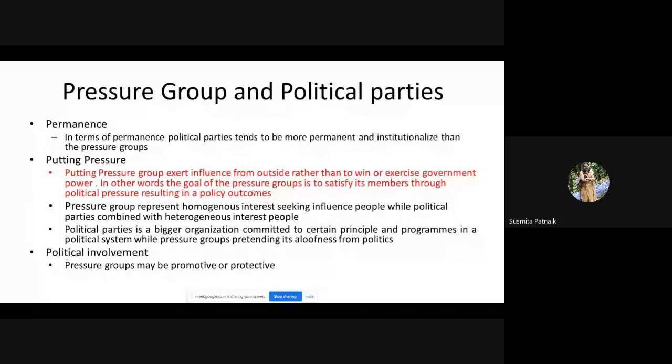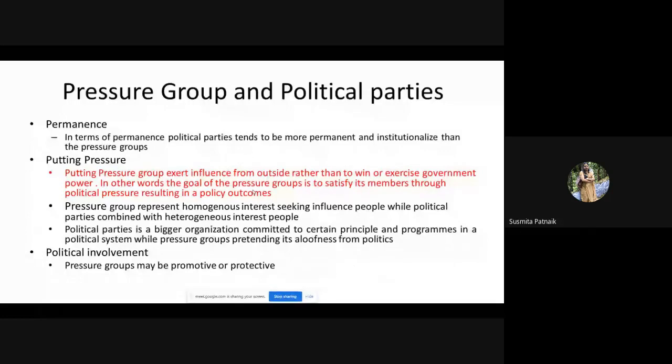Political parties are invariably concerned with a large number of issues, broader programs, and broader ideologies. In relation to this, pressure groups are more temporary. They are not institutionalized. They do not have a permanent ideology. So if the specific interest of the pressure group is fulfilled, then there will be no pressure group in future. So there is a basic difference in the nature of permanence.